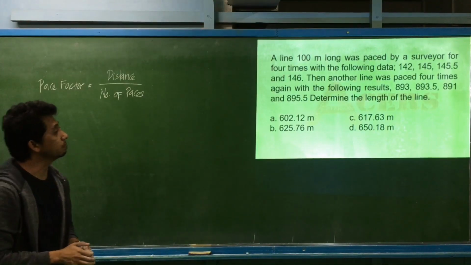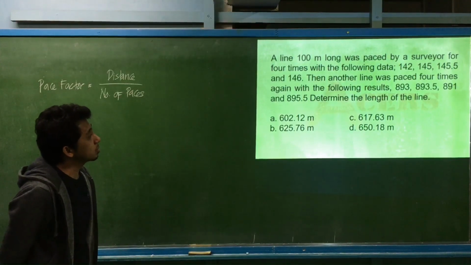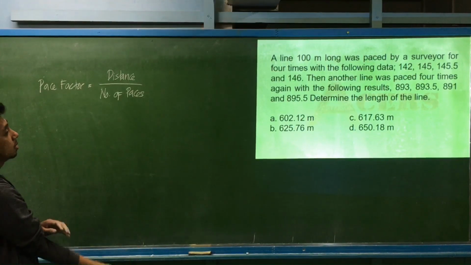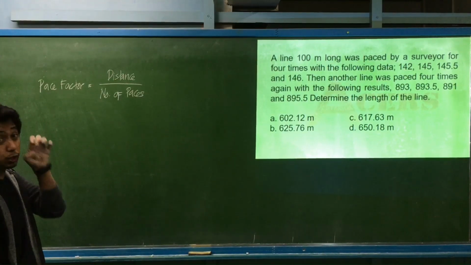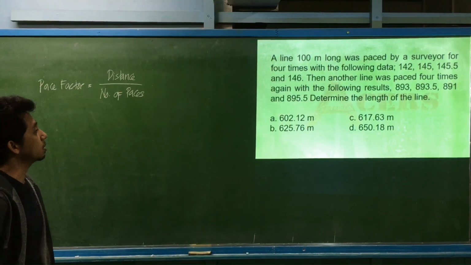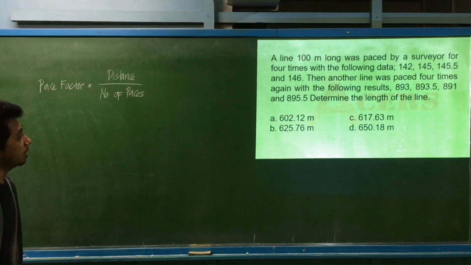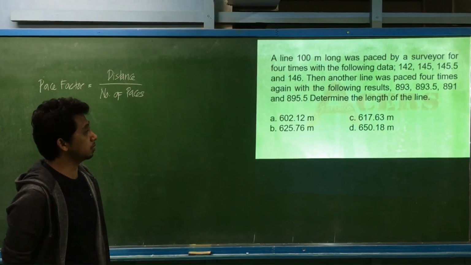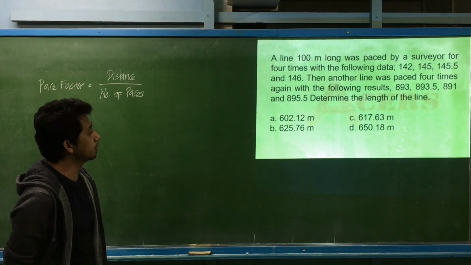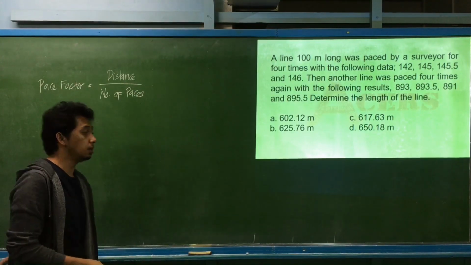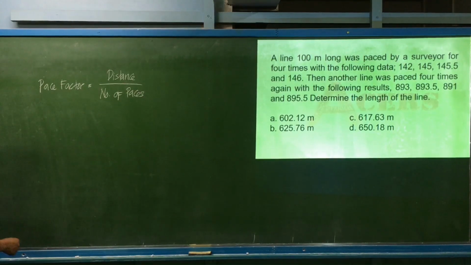So let's have this example. A line 100 meters long was paced by a surveyor 4 times. So we have the following data, 142, 145, 145.5, and 146. Then another line was paced 4 times, again with the following results, 893, 893.5, 891, 895.5. Determine the length of the line. Pwede natin i-ratio and proportion na lang yan.